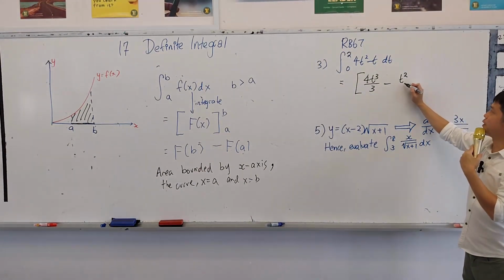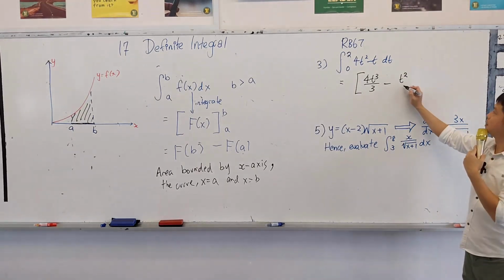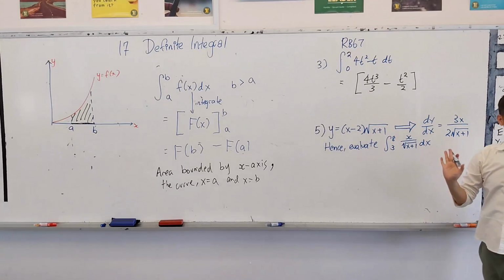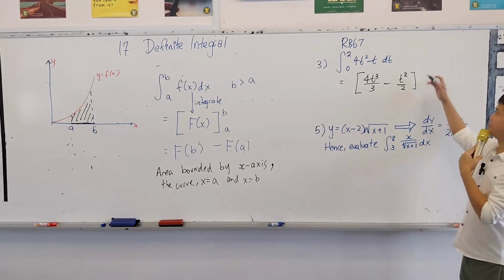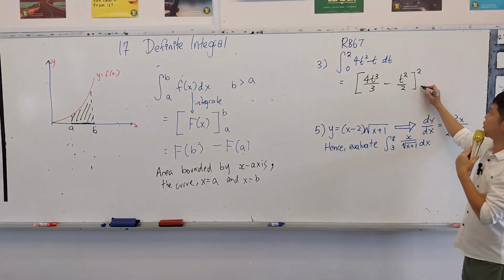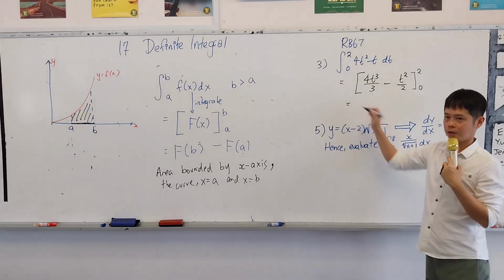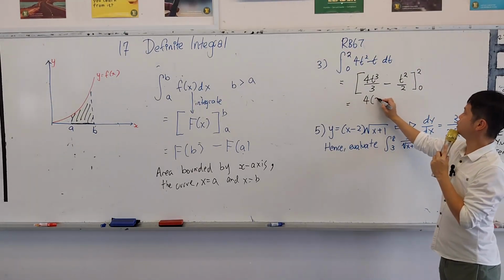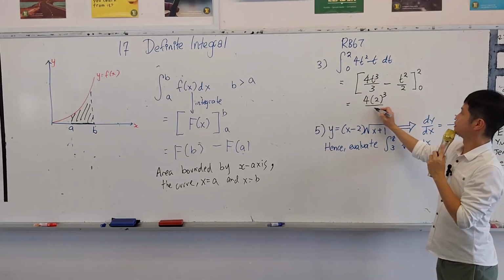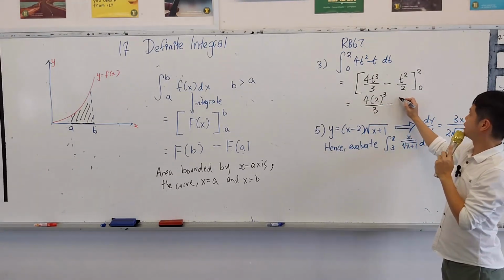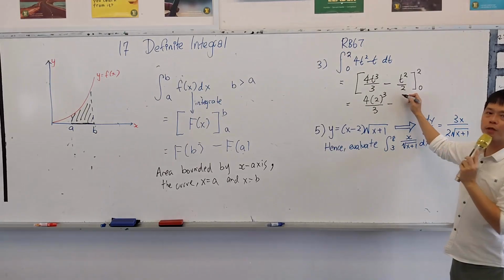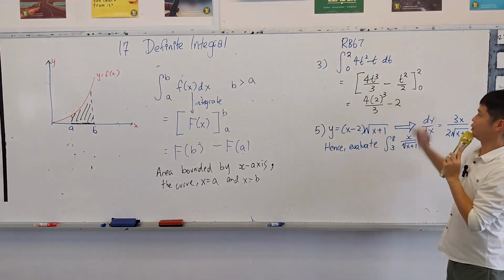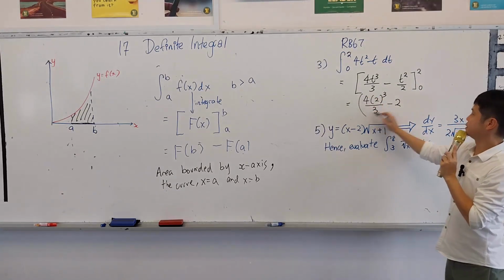Alright, so I will use this: power plus 1 divided by the new power. No need to plus C anymore because this is a definite integral. I just need to put a 2 and a 0 here. Let's try. I will just put the 2 inside. This one is quite obvious: 4 divided by 2 is 2.